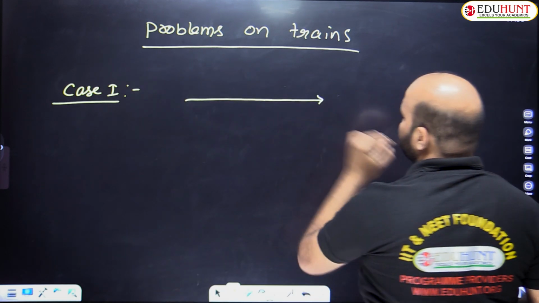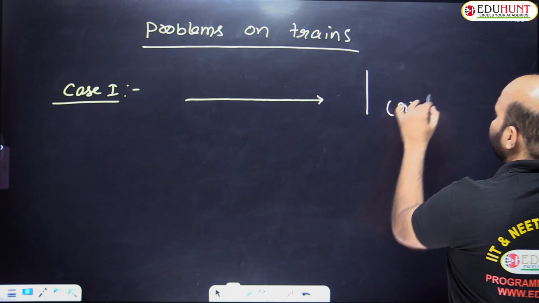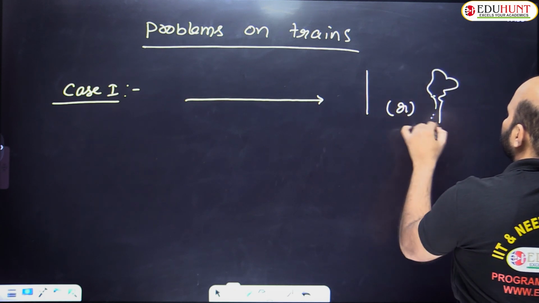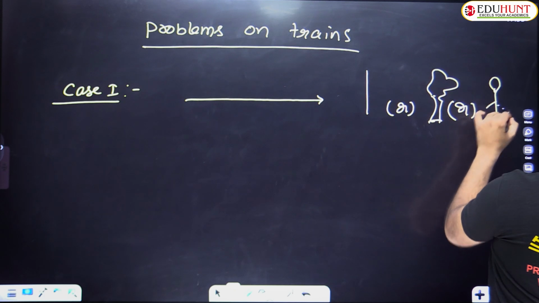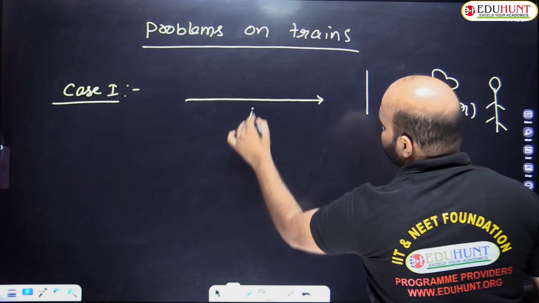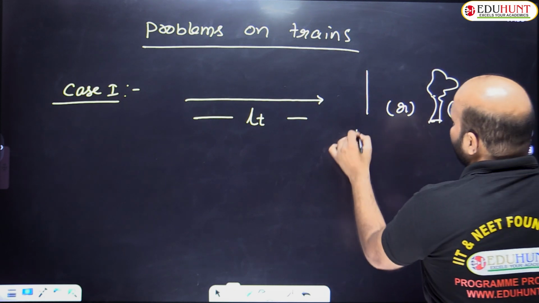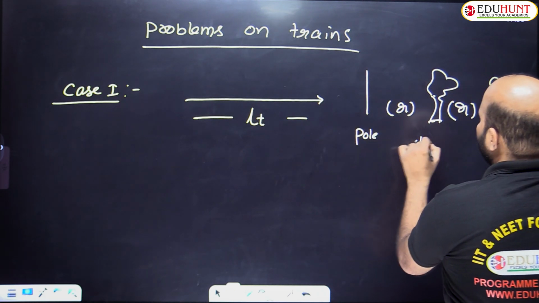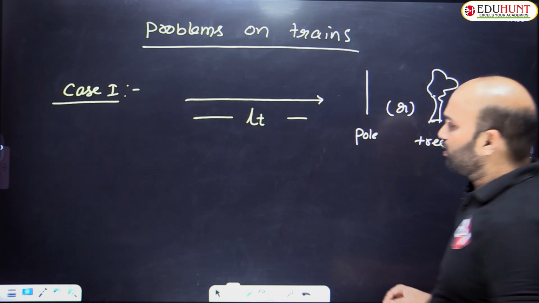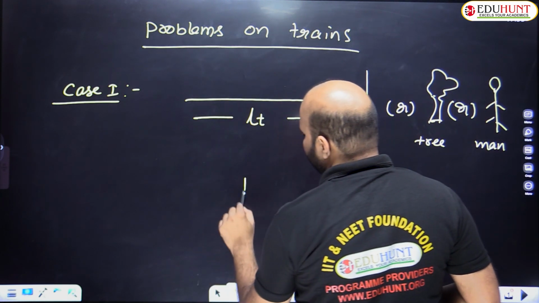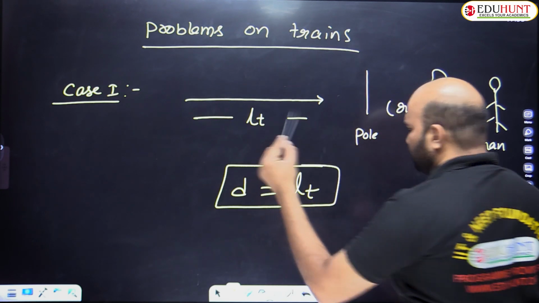A train crosses a pole or a tree or a man. It covers a distance equal to its length. So LT is the length of the train. What am I given? A train crosses a pole or tree or man, so these are constant objects. Here it covers a distance equal to its length, and that is the distance. This is a very important note.